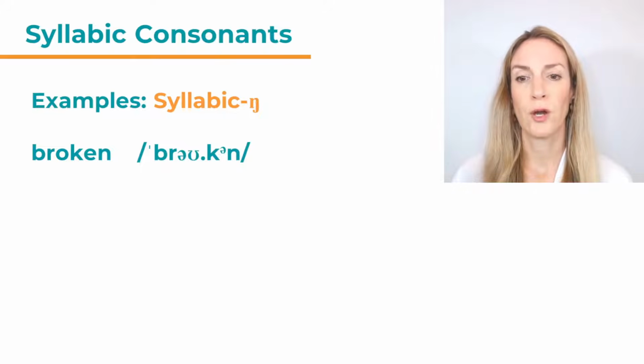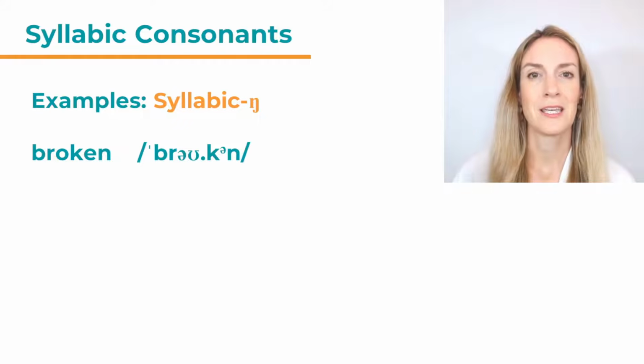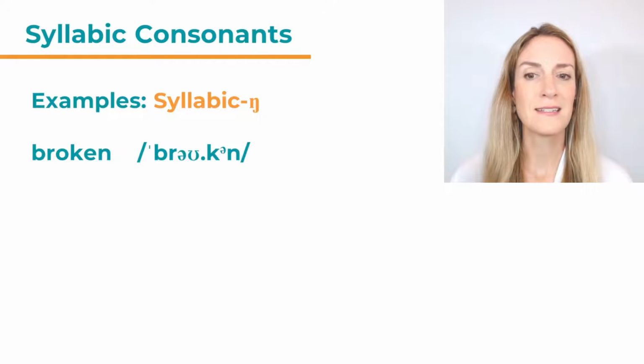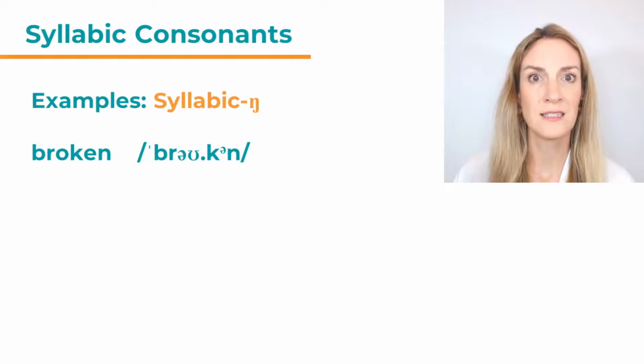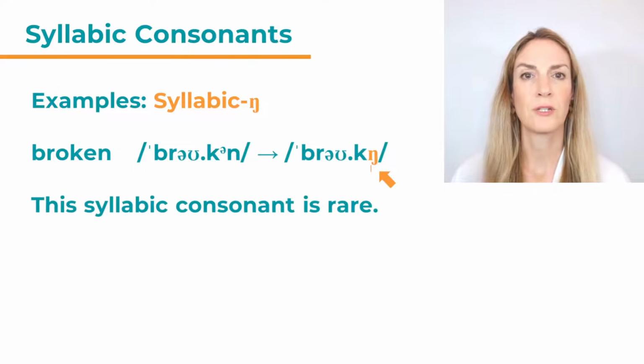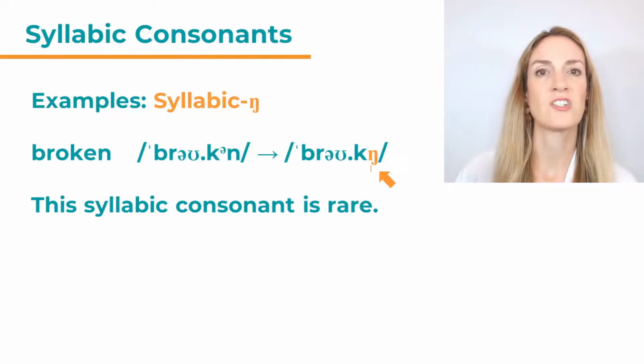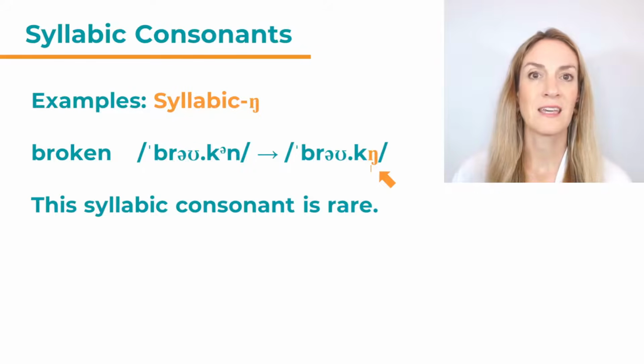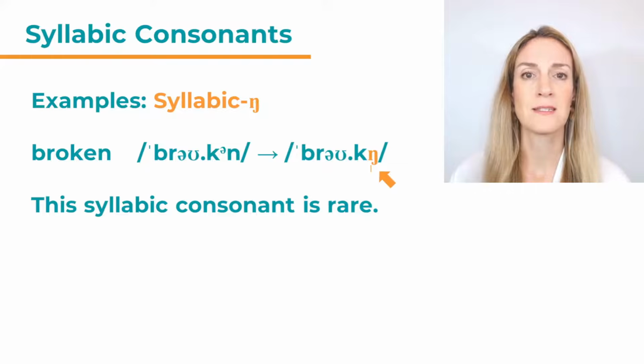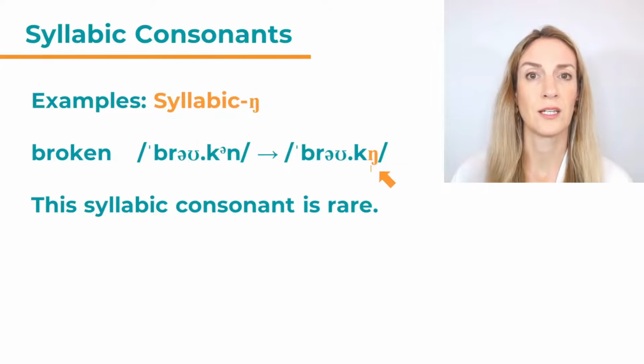So we have broken, but when we say it fast, sometimes the can becomes broken. So we have k and n right next to one another. So you can see the n, the nasal n as in November, has changed into the n as in the ng spelling, and is right next to the k, and the schwa has disappeared. So broken becomes broken, broken.